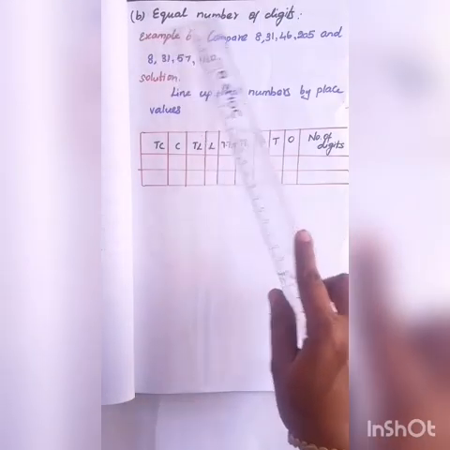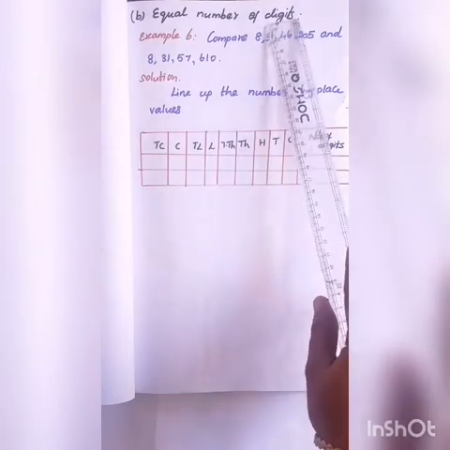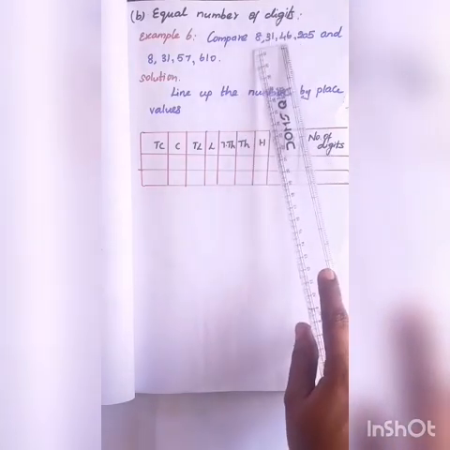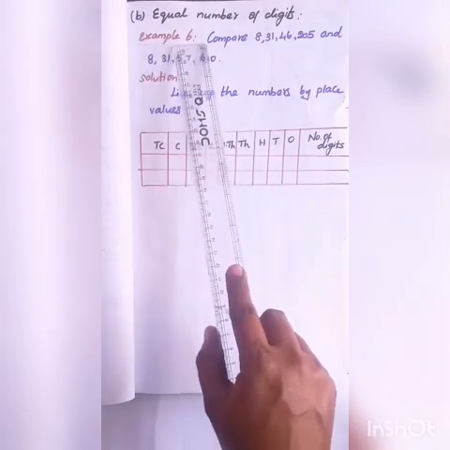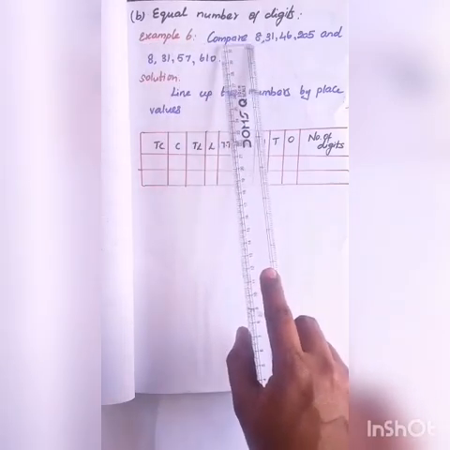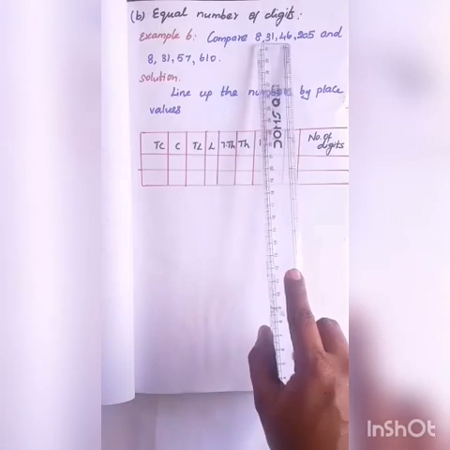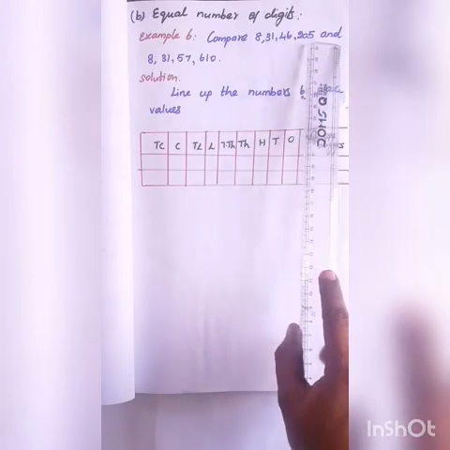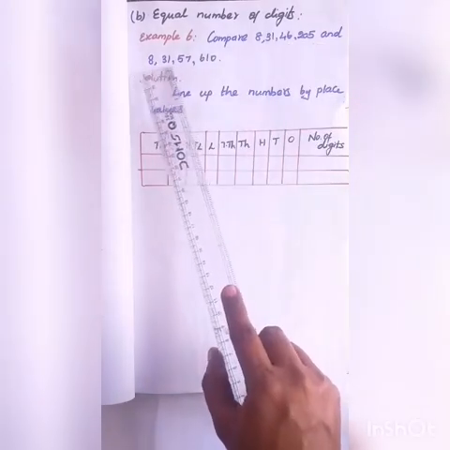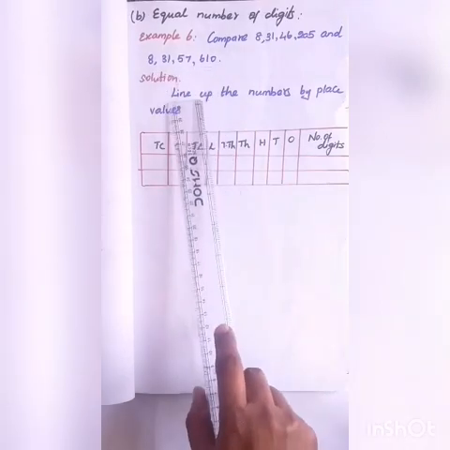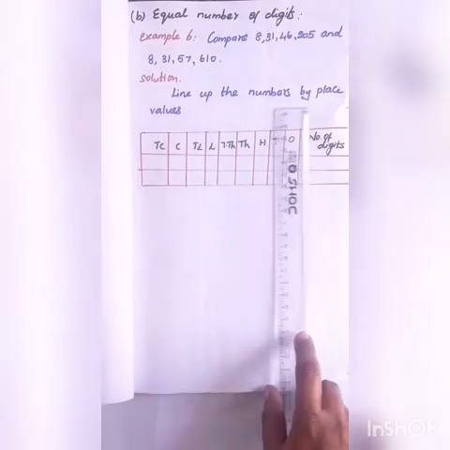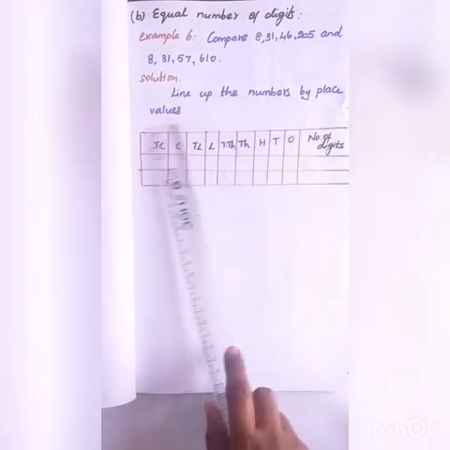Next one, equal number of digits. When you have to compare numbers with an equal number of digits, you have to follow this. Okay, here Example 6, compare 8 crore 31 lakh 46,205 and 8 crore 31 lakh 57,610. First, the solution: line up the numbers by their place values.